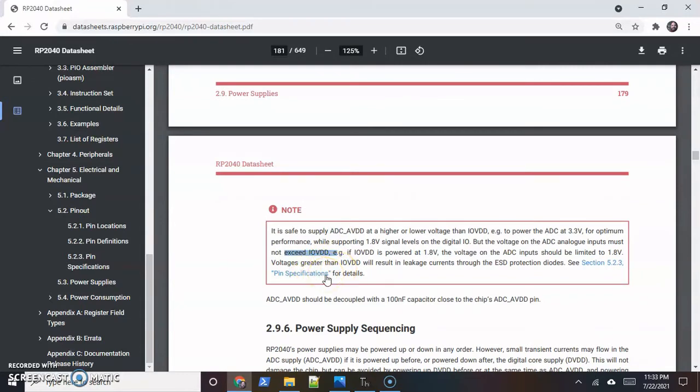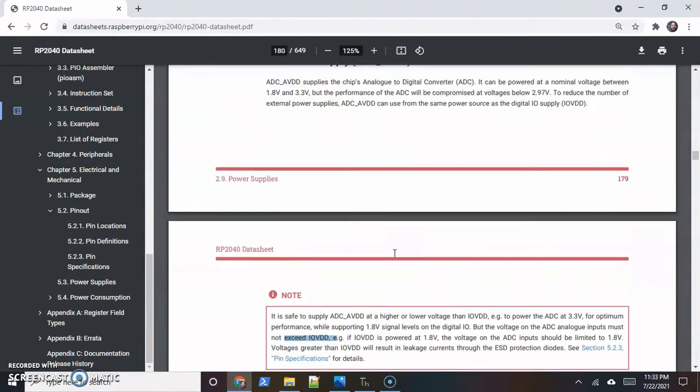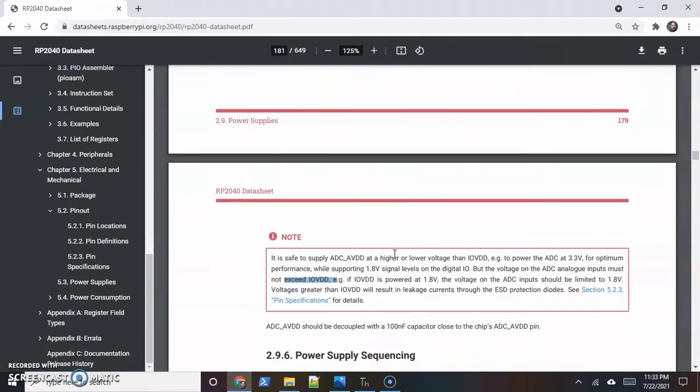So with the Pico probably being great for new people getting into it, I wanted to make sure there was an easy solution to that problem somewhere for people to see. Let's go over to the board and look at that.